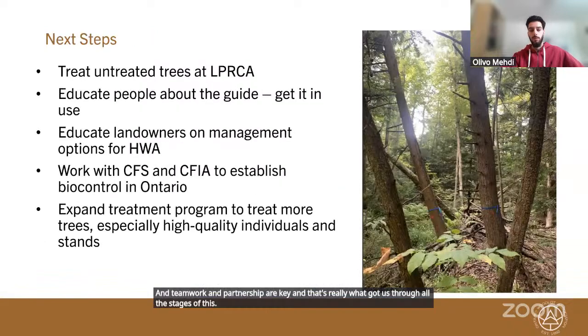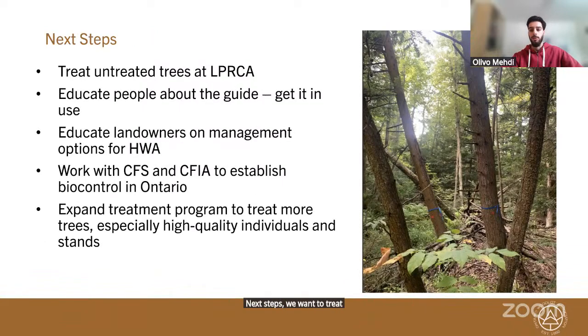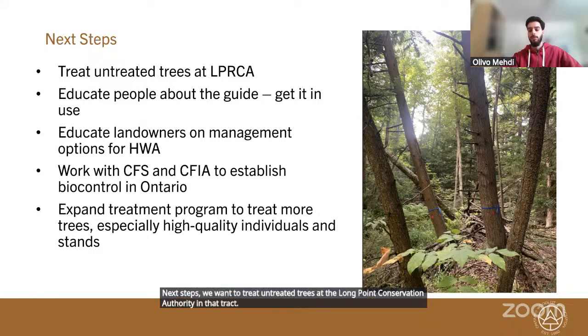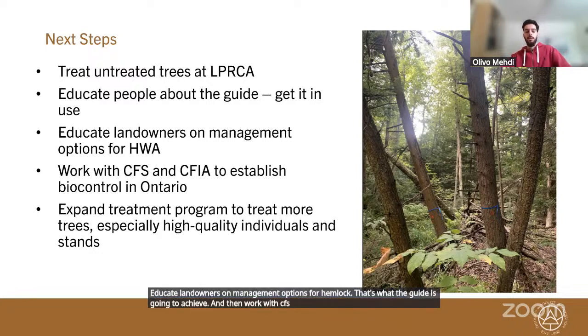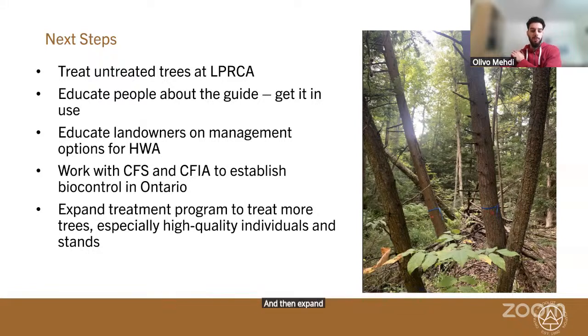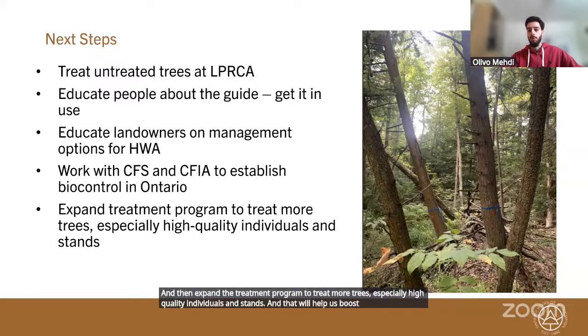Next steps, we want to treat untreated trees at the Long Point Conservation Authority in that tract. So even if we don't do all 1,700, there's still double at least that we can do. Educate people about the guide, get it in use. It's ongoing. Educate landowners on management options for Hemlock. That's what the guide is going to achieve. And then work with CFS and CFIA to establish biocontrol in Ontario. And then expand the treatment program to treat more trees, especially high quality individuals and stands. And that will help us promote genetic diversity of the surviving trees.